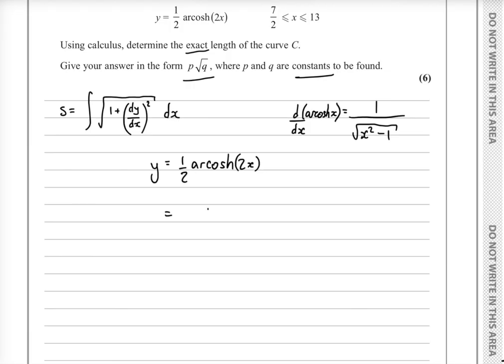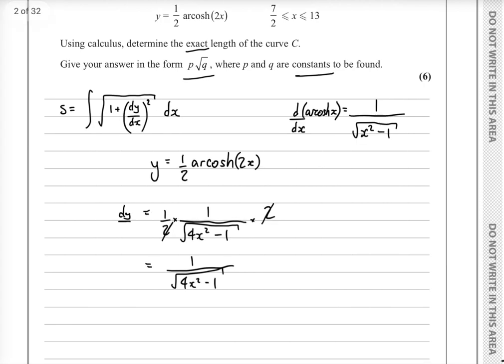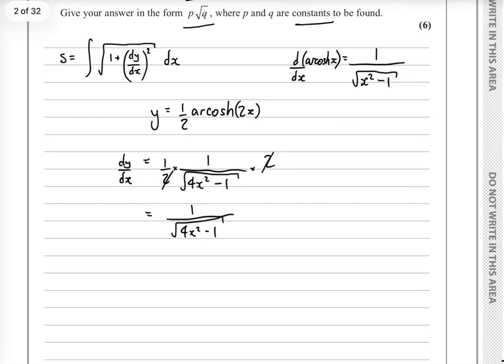So we're putting in 2x, and that squares up to give us 4x squared minus 1, and we've got a half in front. But then we need to multiply it by the derivative of the function inside, which is a 2. So that cancels out, and we get 1 over the square root of 4x squared minus 1. This is dy by dx, and now we want to square it.